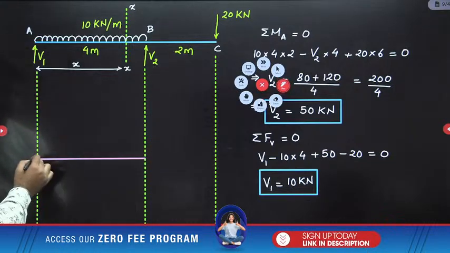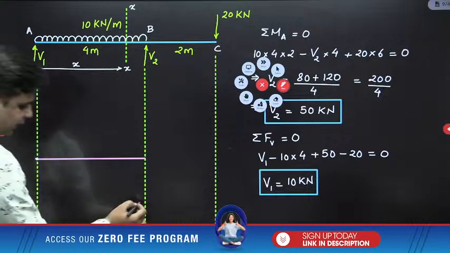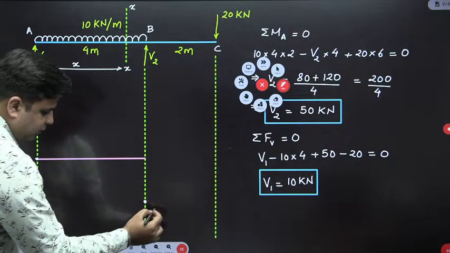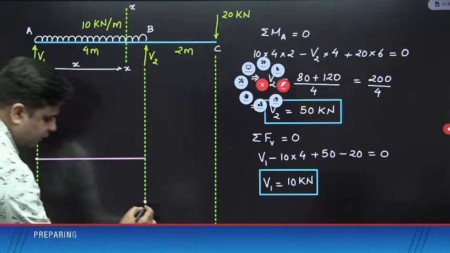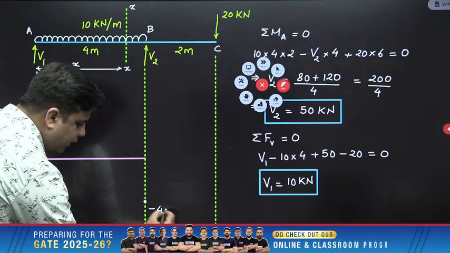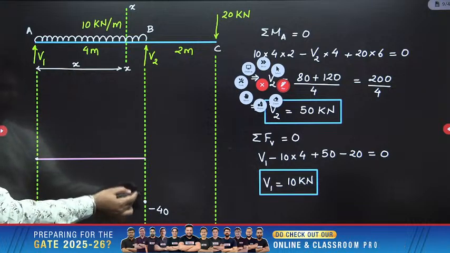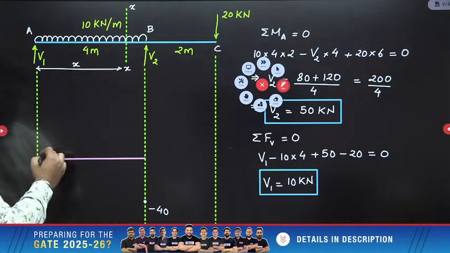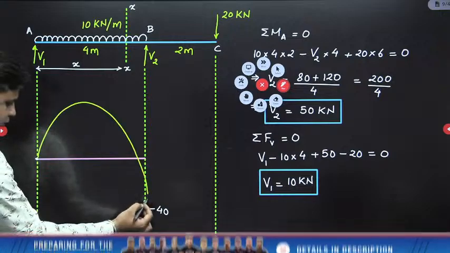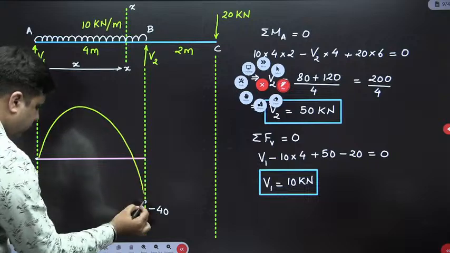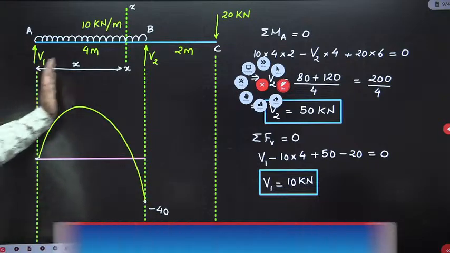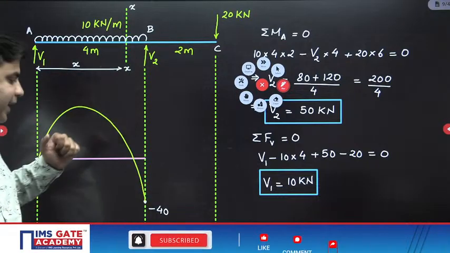So at point A, the value of bending moment is 0 and at point B, the value of bending moment is minus 20, I guess. This is minus 40, sorry. This is minus 40. Okay, sir. And this needs to be connected with a downward opening parabola. So this is how the variation will look from A to B. And this is your bending moment diagram, right?